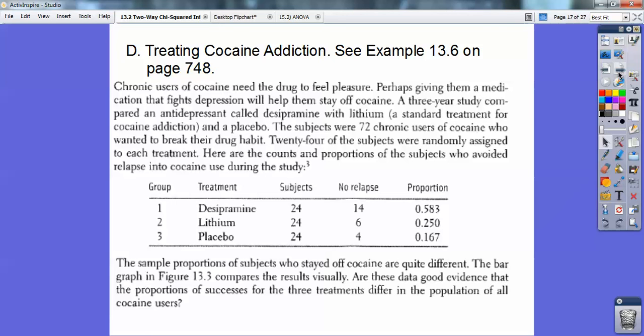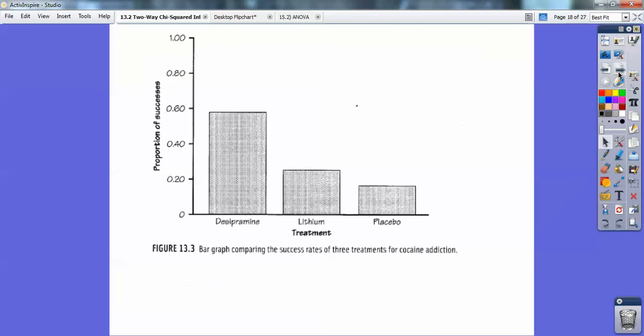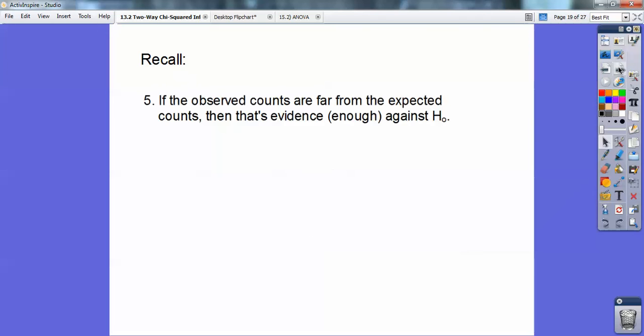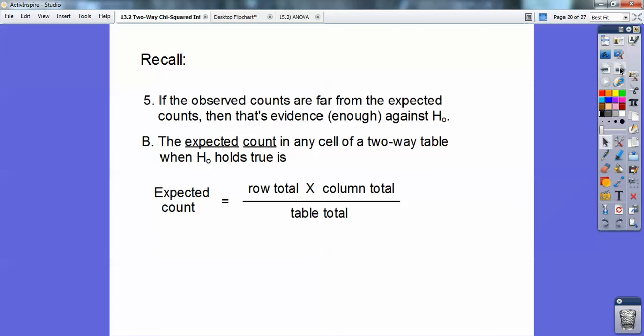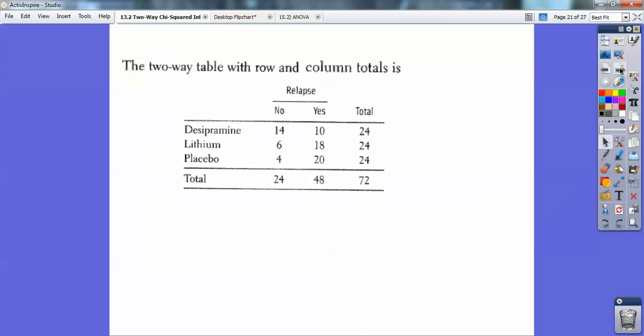So are these data good evidence that the proportions of successes for the 3 treatments differ in the population of all cocaine users? Here's the bar graph. Obviously the desipramine group had more success because more of them did not relapse, and more of them relapsed in the placebo group right here. Recall what we just wrote down: if the observed counts are far away from the expected counts, then that's evidence against the null hypothesis. And our expected count is our row total times our column total divided by the table total. So here's a two-way table with the row and column totals.